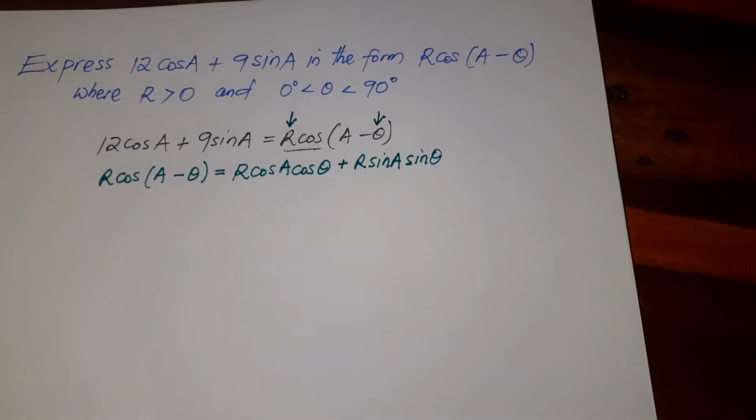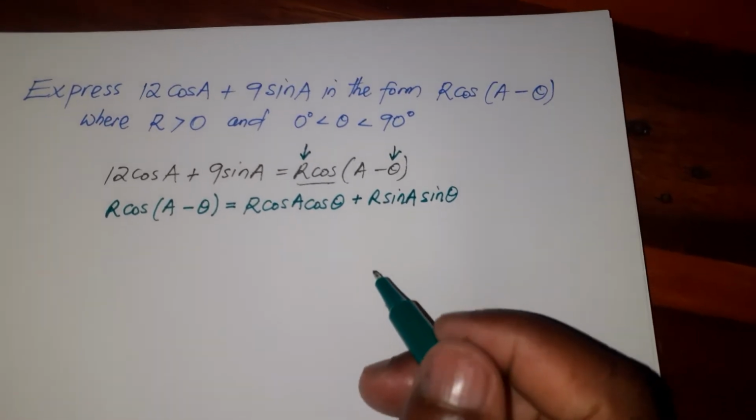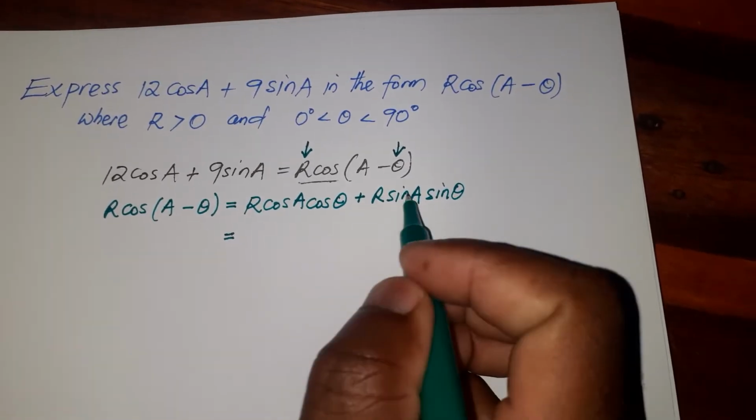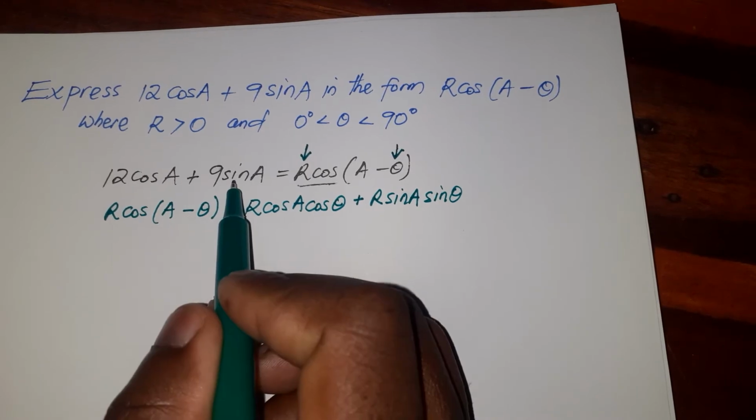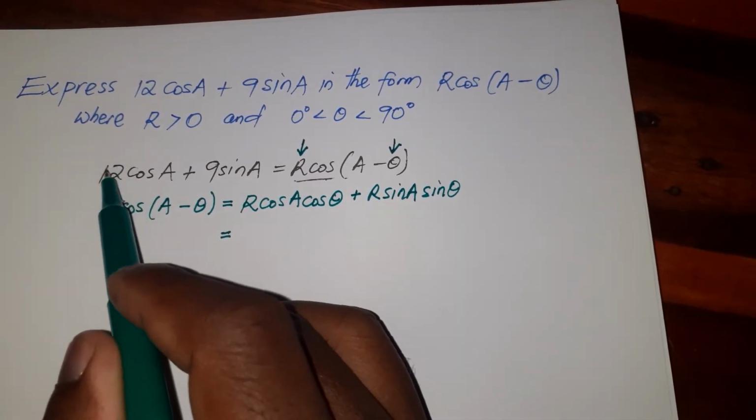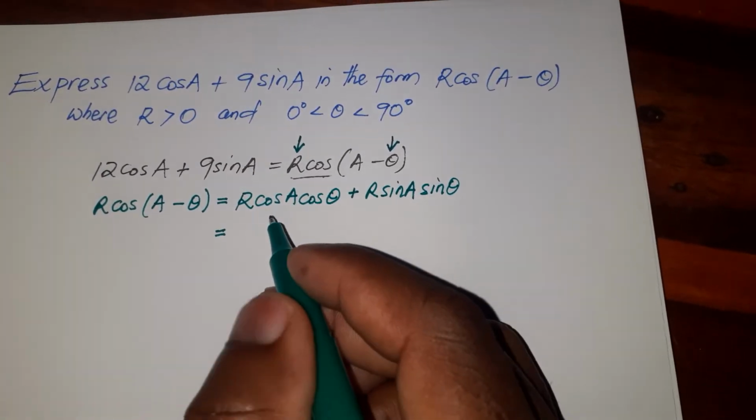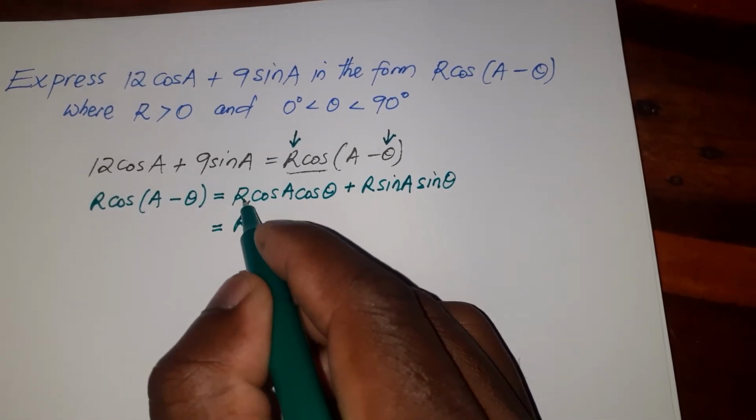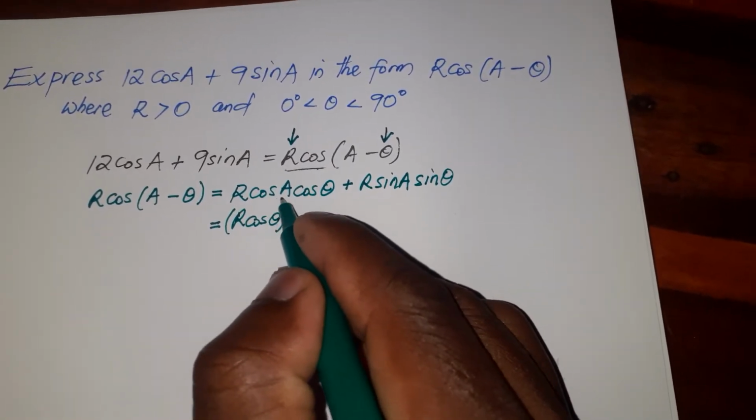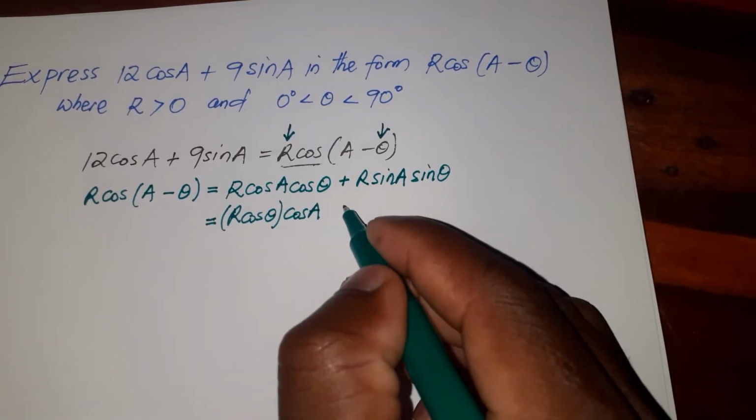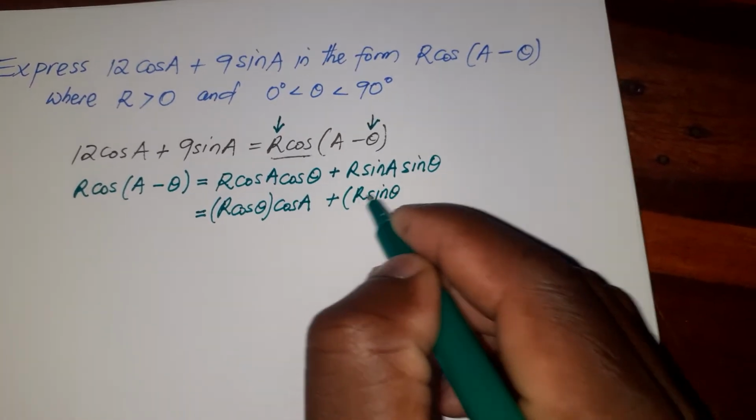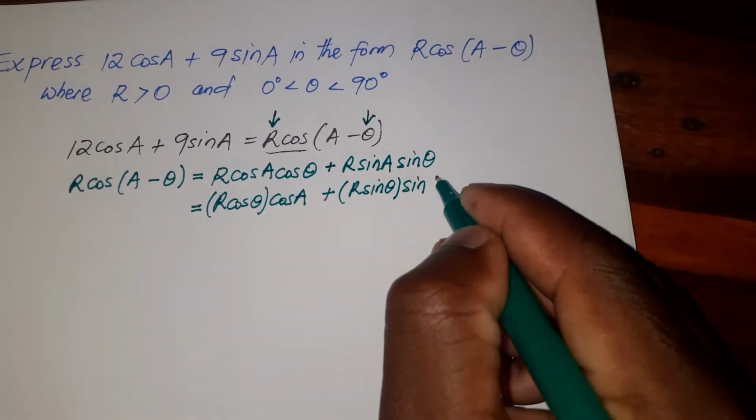Now, we can now rewrite this like what we have there. Here we have cosine A. We should have cosine A and then a number in front. Now in our case, we write this R and then cosine theta. Cosine theta, we put that in brackets. And then we have cosine A plus R sine theta in brackets and then sine A.